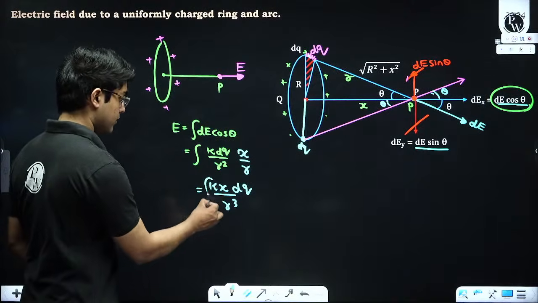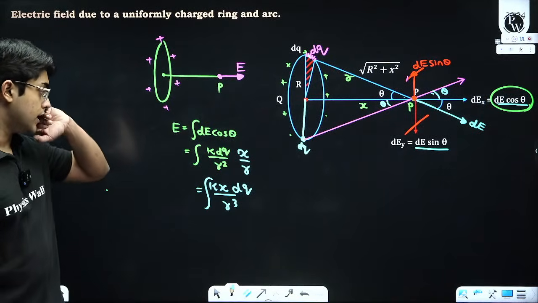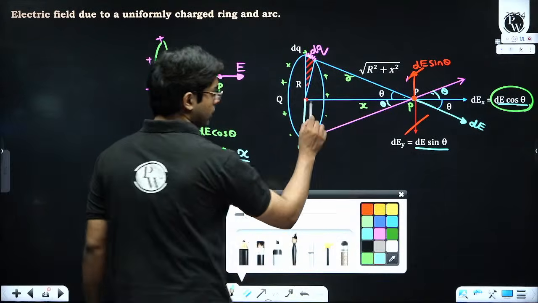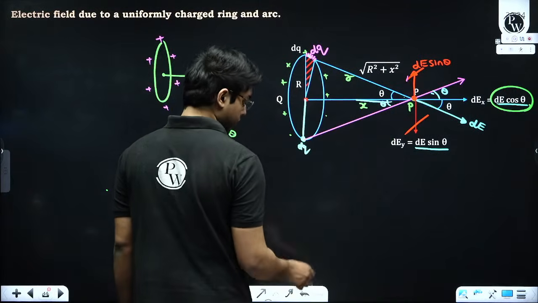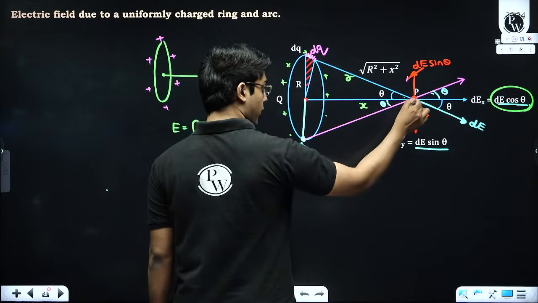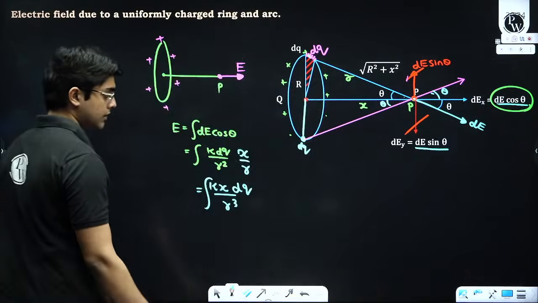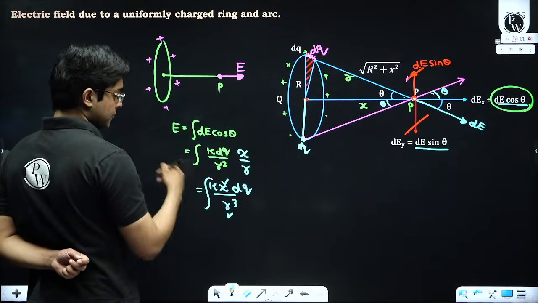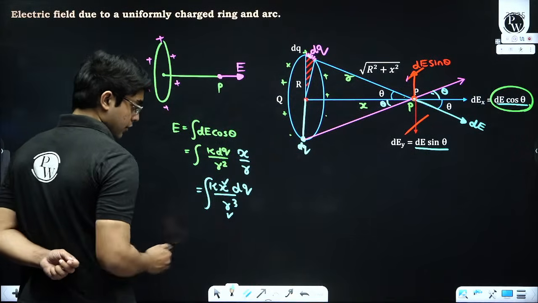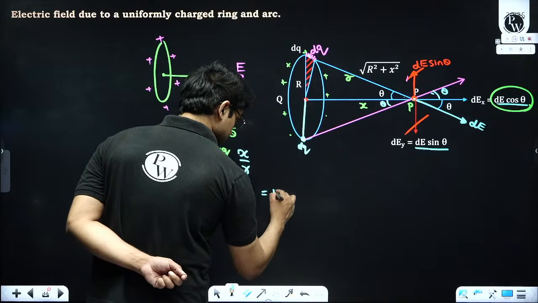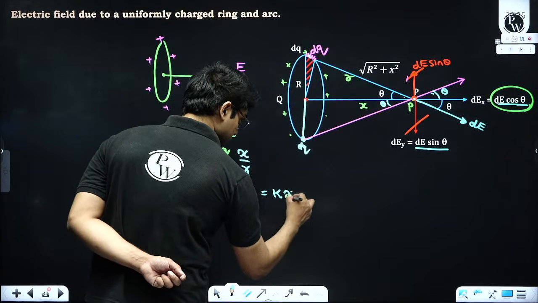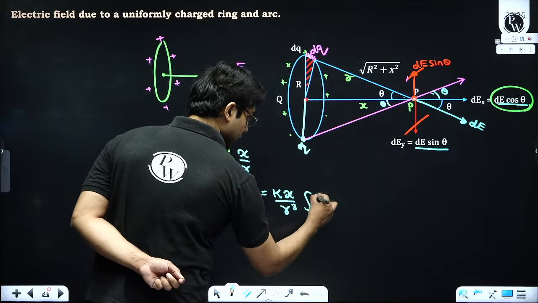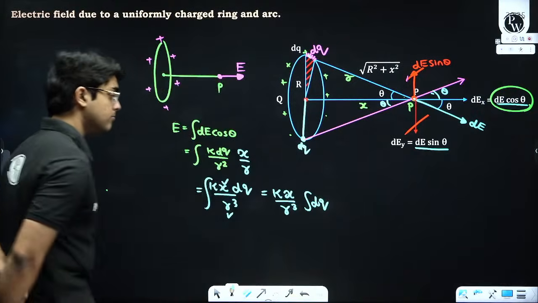We have to integrate this. But actually this integration is very easy to solve. There is no real integration involved, because this x distance is a constant. X is the distance of this point P from the center of the circle. That is a constant. Small r is also a constant. So the only thing that is a variable is dq. So you can take all constants outside the integral. So kx by r cube, you can take it outside, and inside you will have integration dq.